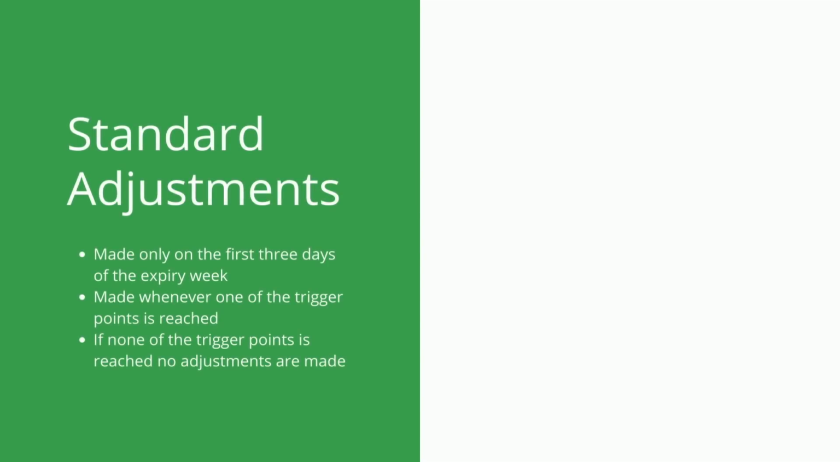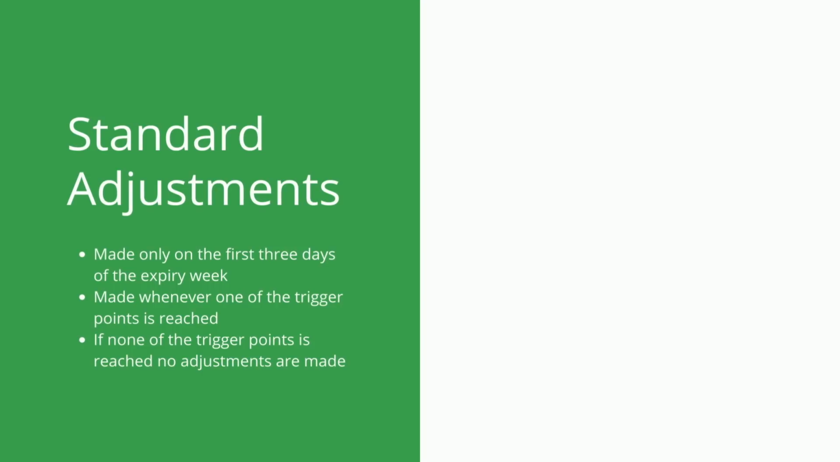Now to the adjustments part. There are two types of adjustments, standard adjustments and advanced adjustments. Now to standard adjustments. Standard adjustments are made only on the first 3 days of the expiry week, that is Friday, Monday and Tuesday. They are done whenever the spot price moves plus or minus 200 points from the point of initiation, that is whenever one of the trigger points is reached.